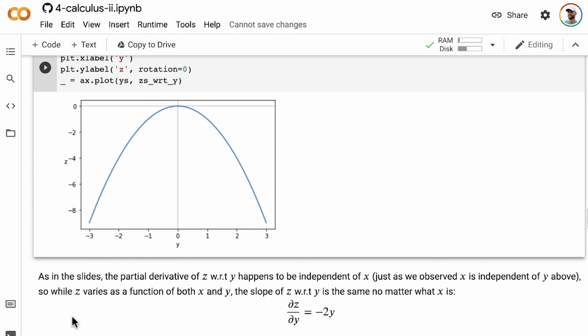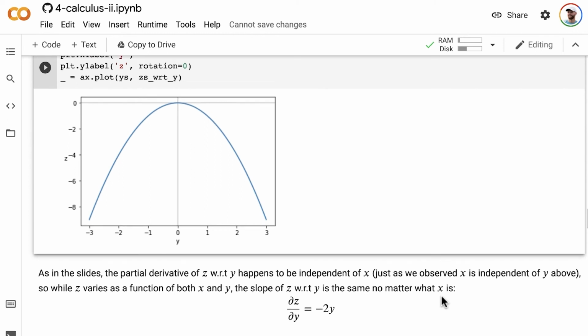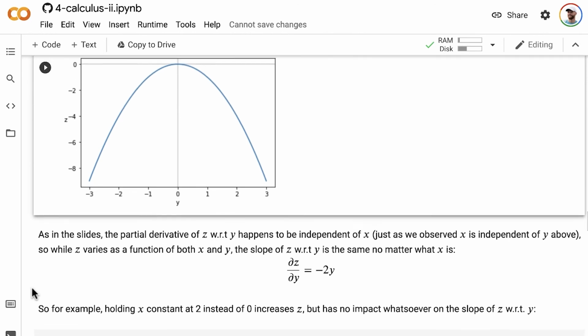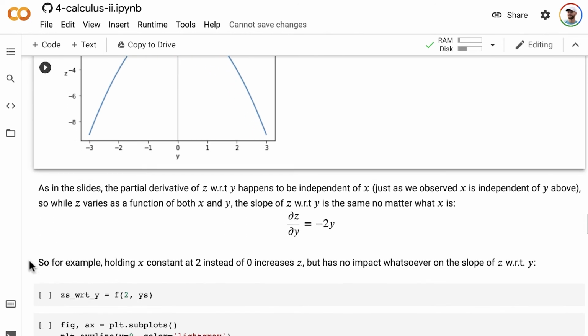So this means that z varies as a function of both x and y, so the z value itself varies as a function of both x and y, because z equals x squared minus y squared, but the slope of z with respect to y is the same no matter what x is. X is not a factor in this particular partial derivative. So what does this mean concretely? Let's look at an example.